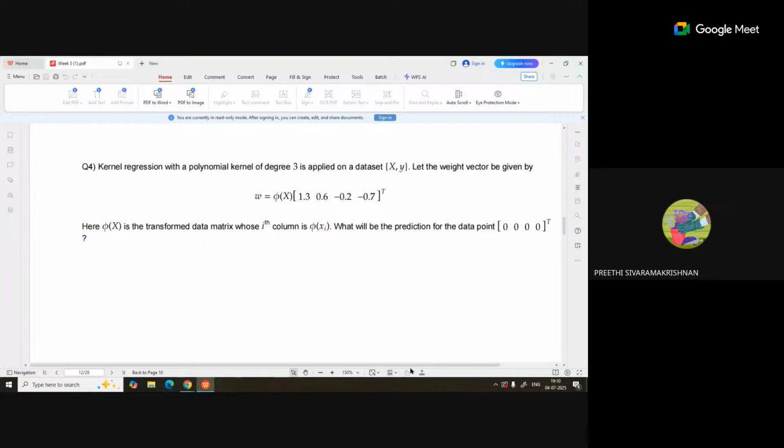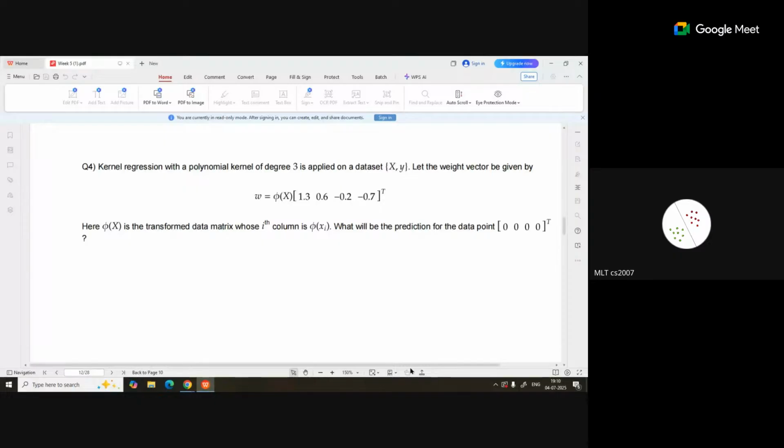But y is not given, right? You don't need y actually. If you remember the lecture, we need only the alpha and the kernel. What is the expression there? In the kernel regression problem, let's say W transpose X is my prediction. You need only the prediction here. So what will be the prediction formula? K of X and X test.